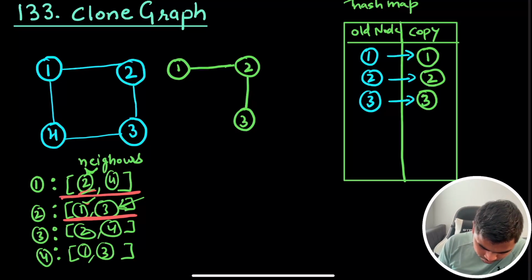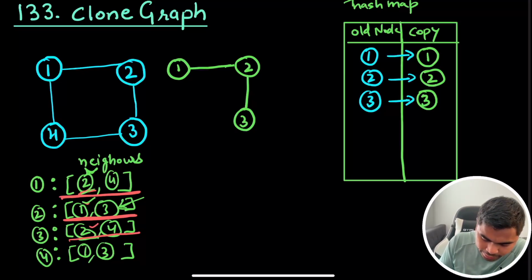Now, since 3 was not present in our hash map, I'm going to start traversing 3. 3's first neighbor is 2. I've already created the copy of 2, so I'm only visiting its neighbors. I see 2 is in 3's neighbor list, so I'll check if 2 is present in my hash map. Yes, it is. So I'll add that to 3's neighbor list.